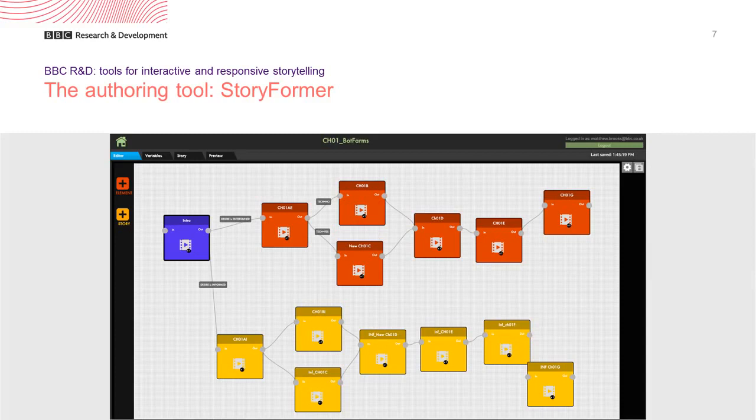So we released this about a year ago. It sits on our servers, so you need a BBC login to run it. But it's web-based. So we can open this up to anybody with a BBC login, and that can be non-BBC people as well, through something I'm going to show you in a bit.